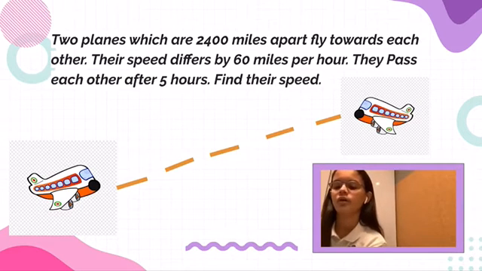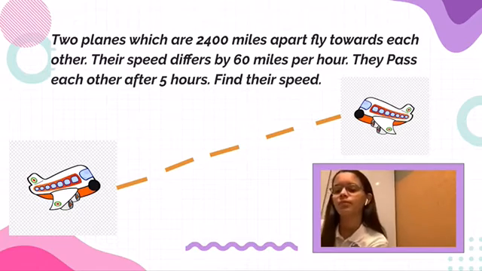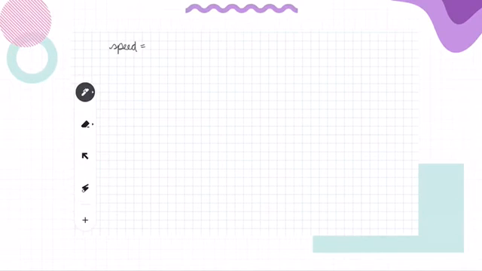Two planes which are 2,400 miles apart fly toward each other. Their speed differs by 60 miles per hour. They pass each other after 5 hours. We need to find their speed. First, our speed formula will be distance over time, in which x means speed, and our distance will be 2,400 miles. First, the equation will be 5x plus 5(x plus 60) equals 2,400.